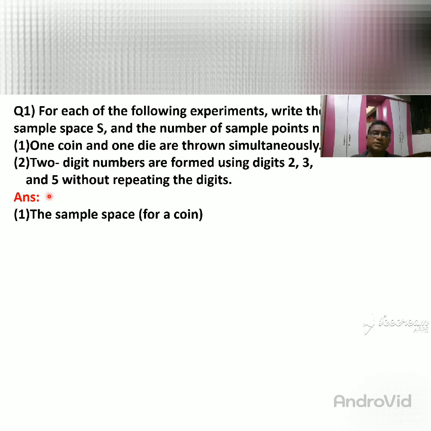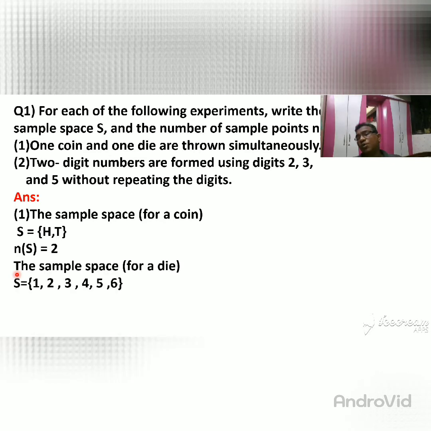So the sample space is written here. For the coin, we write the sample space: we get head or we get tail. So n(S) = 2 because you get head and tail. Then the sample space for the die. You know very well that the die has 6 numbers, so all those 6 numbers are written here: 1, 2, 3, 4, 5 and 6. So S is 1 to 6. Then we can write here n(S) = 6.